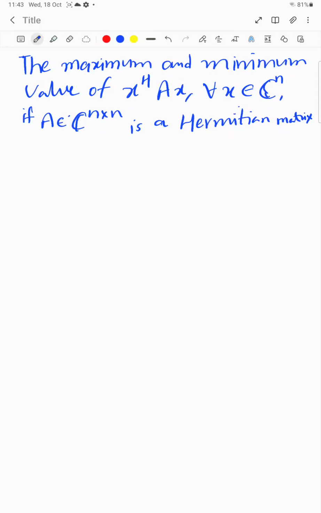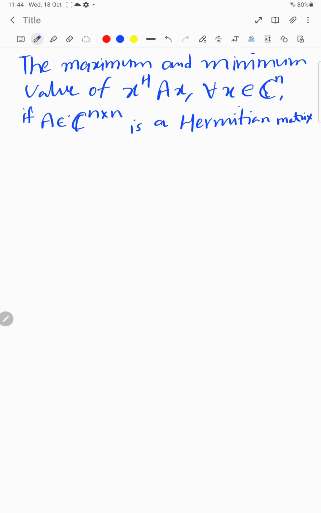Hi, we will look at the following question: the maximum and the minimum value of x Hermitian Ax for any vector x, if A is a Hermitian matrix. Equivalently, for a real matrix, it is equivalent to A being a symmetric matrix. So the answer we will see will be as follows.